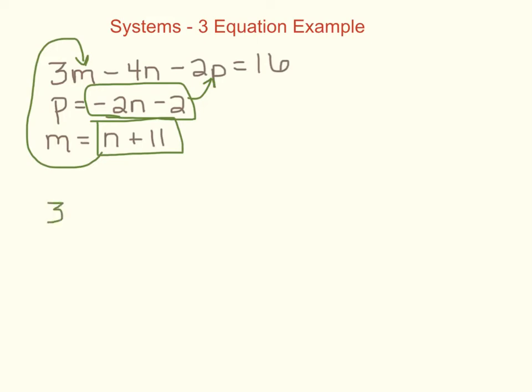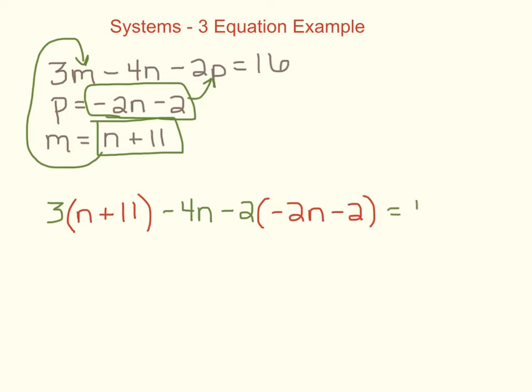3 times what my m value is, which is n plus 11, minus 4n, minus 2, and then I'm going to put in for p, negative 2n minus 2, and have that be equal to 16.